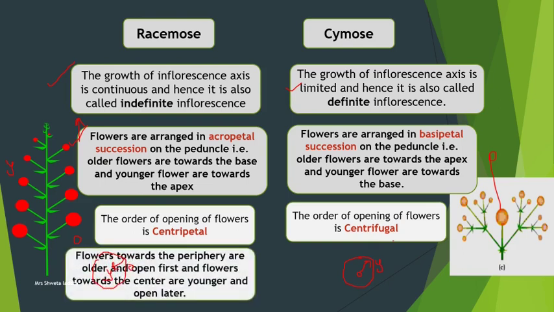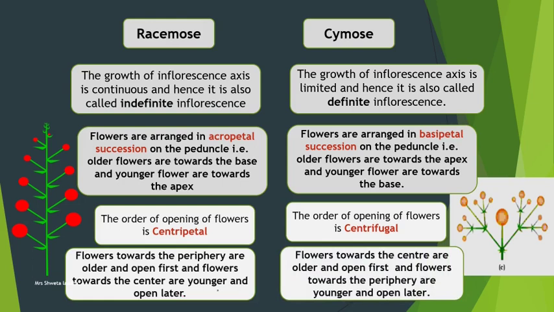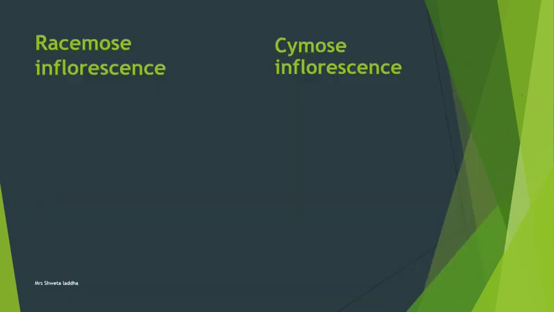What is centripetal? Flowers towards the periphery are older and they open first, whereas the younger flowers are towards the center and they open later. What is centrifugal? When you are compressing this, we see that the older flowers are in the center. So older flowers in the center open first and then the flowers towards the periphery, which are younger, bloom. So it is centrifugal.